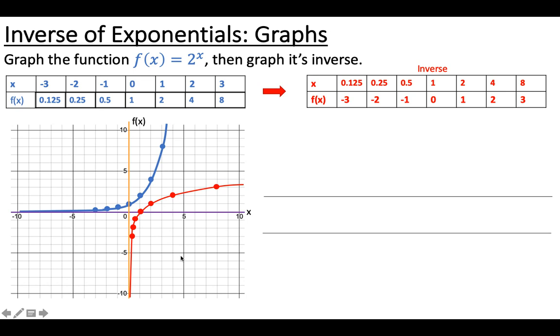Okay, so that's kind of interesting, because the blue one had a boundary line, the red one also has a boundary line because the original had a boundary line. The inverse, the red one, also has a boundary line. So let's compare these graphs.